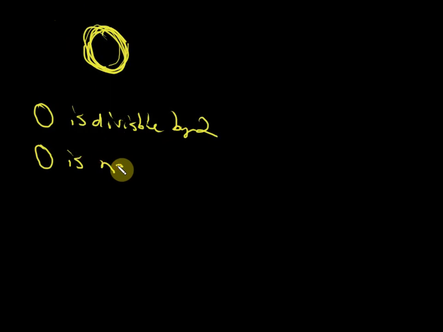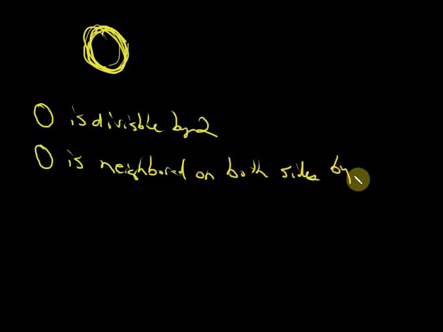So 0 is divisible by 2. 0 is neighbored on both sides by odd numbers.